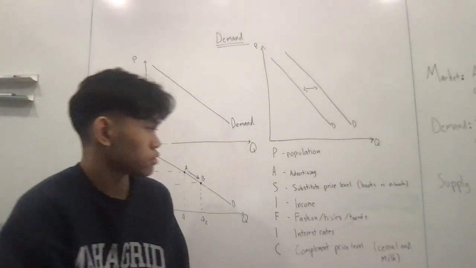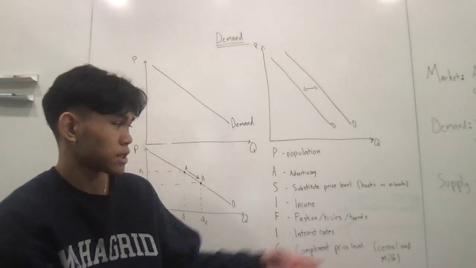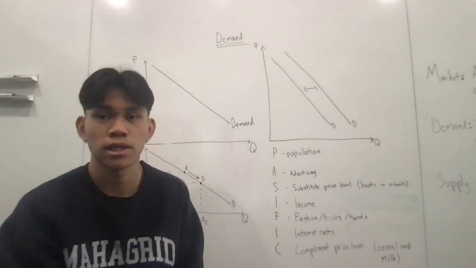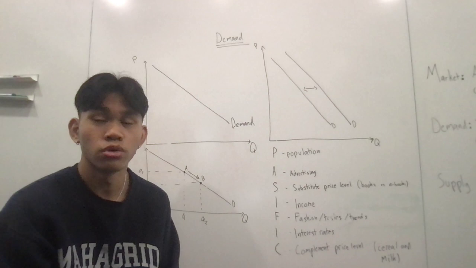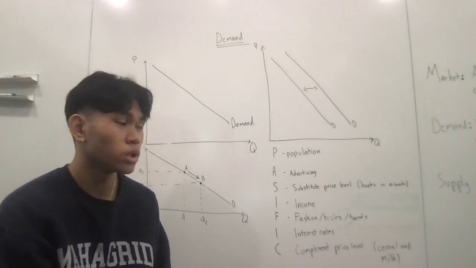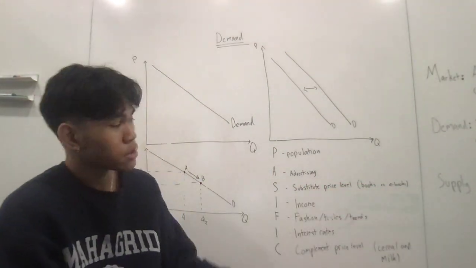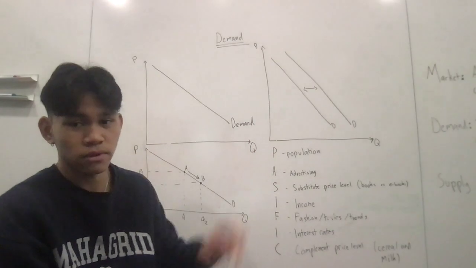Substitute price level refers to the price level changing of a substitute good. In this case, an example could be books or ebooks, where, for example, if the price of ebooks were to decrease, making them cheaper, consumers would now be more willing and able to purchase ebooks rather than books, and as such, the demand for books would shift to the left and decrease.